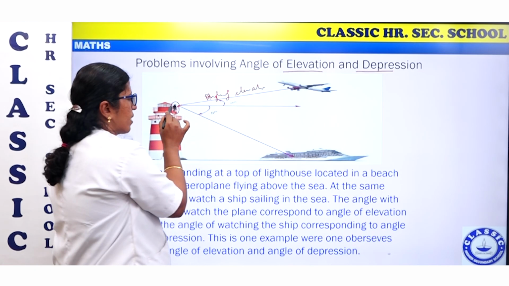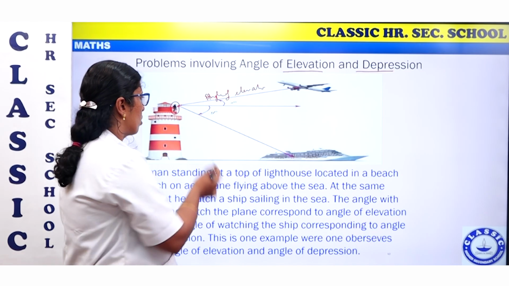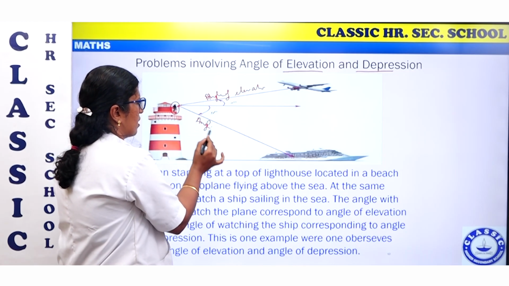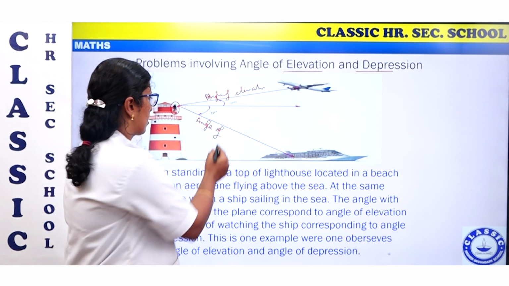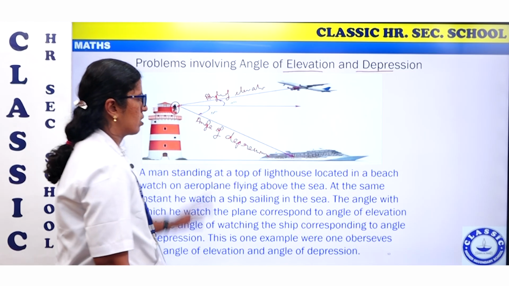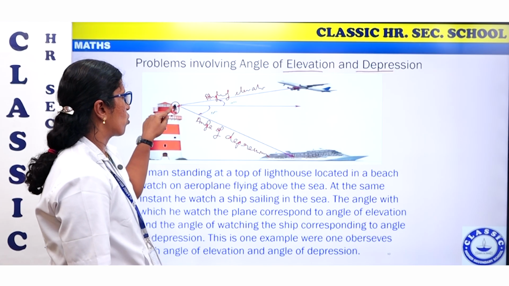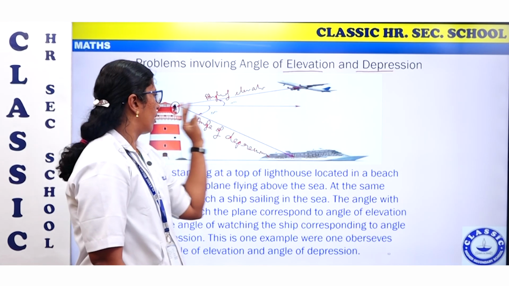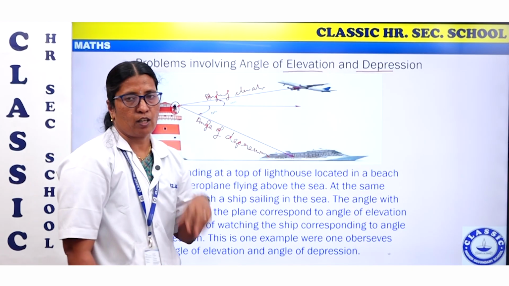If the man looks downward at the ship, automatically the head falls downward, the eyesight falls downward. So it becomes an angle of depression. This is another concept for finding the height and distance of various objects. At the same time you have to apply elevation and depression. One more time I will explain. The man is standing at the top of the lighthouse. He should observe at the same time, one the top of the aeroplane, another the bottom of the ship. So the top means you get the angle of elevation, and the bottom means you get the angle of depression.